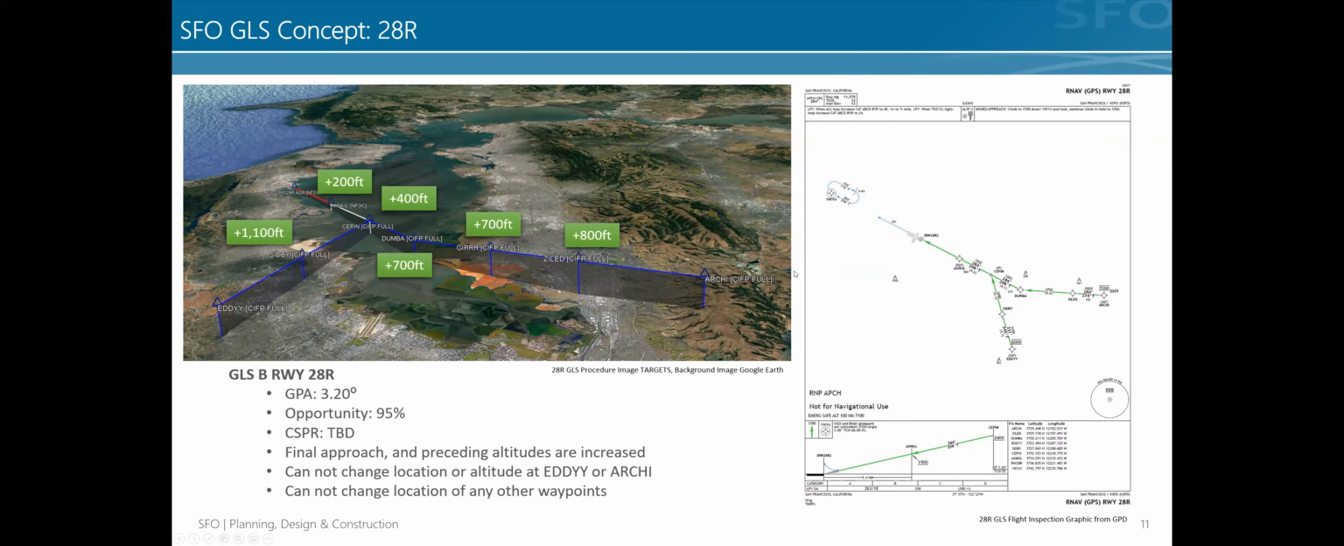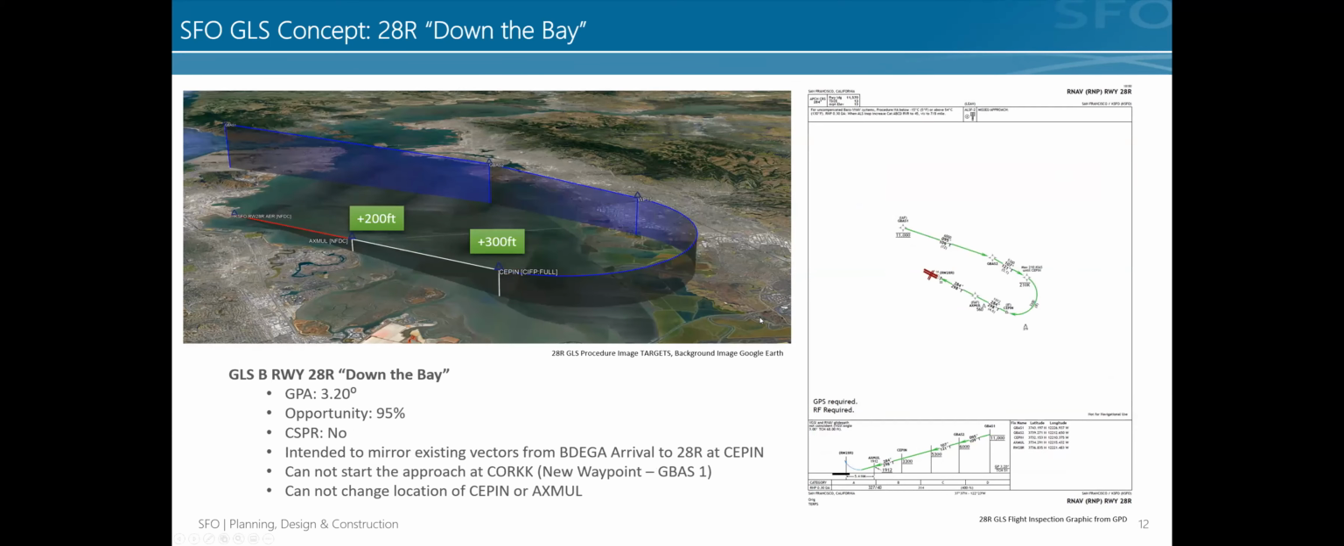So again, these first two innovative concepts have the same waypoints that exist today, so the same kind of lateral path. The only thing that we've changed is we've just made them all a little bit steeper and a little bit higher above residential areas. The next innovative GLS procedure that we're considering is what we call the down the bay approach to runway 28 right.